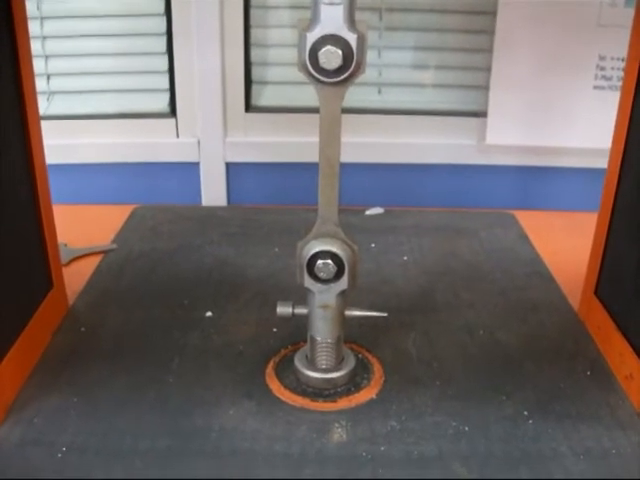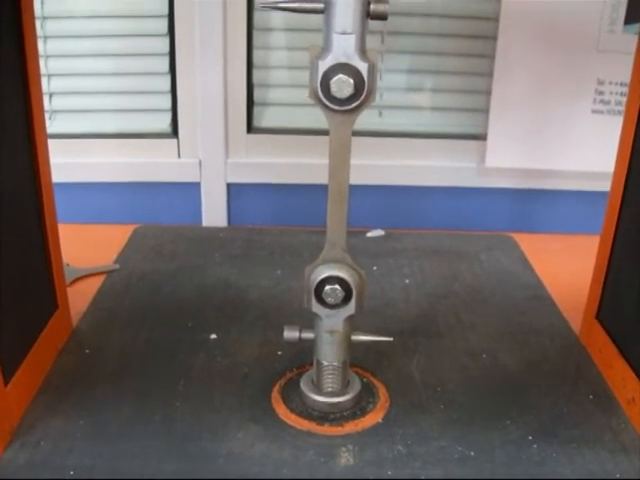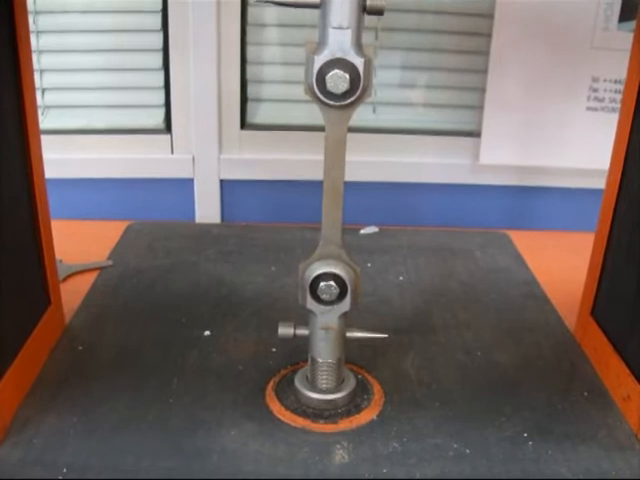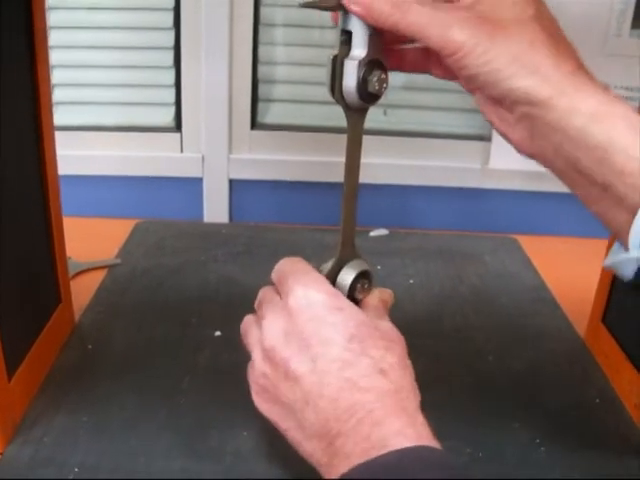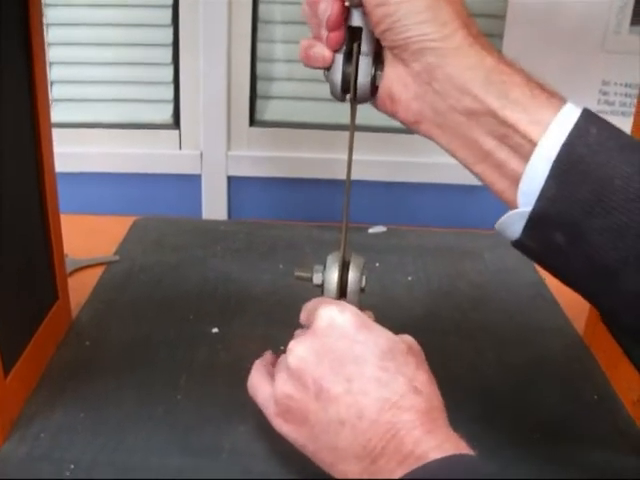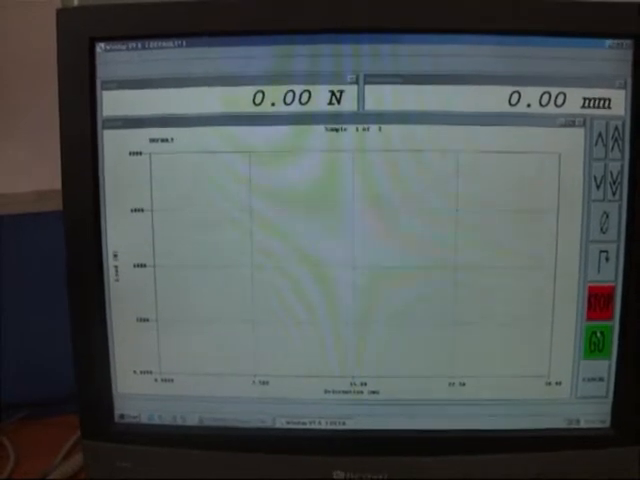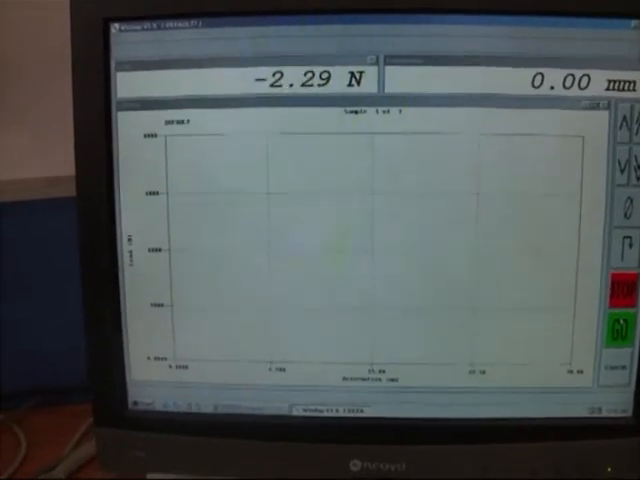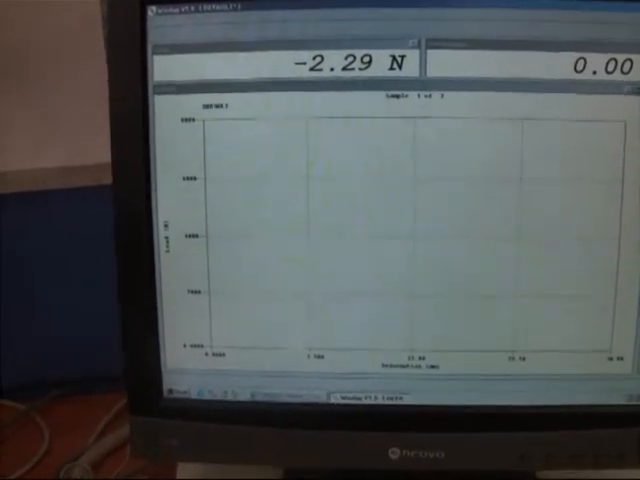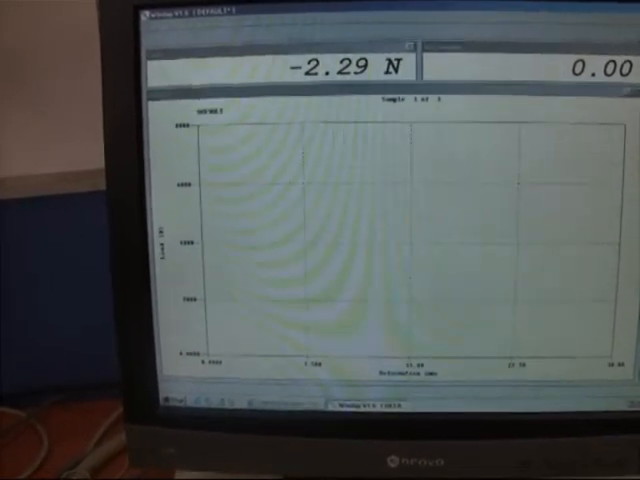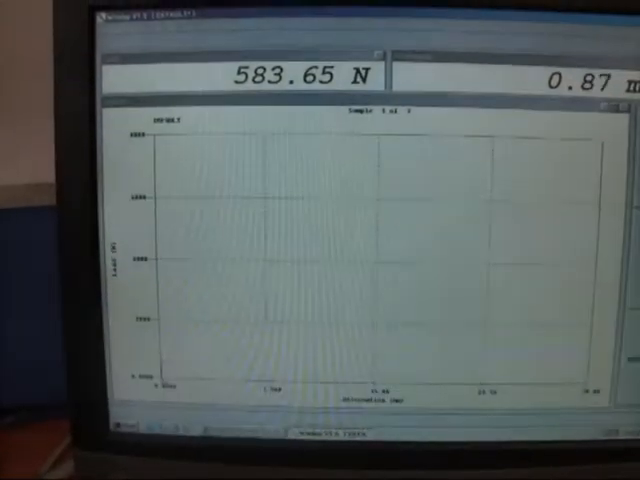So this is the specimen we're going to test in compression to demonstrate buckling. We're going to turn it through 90 degrees so you can see the mode of failure easily. Here we have the load extension relationship. The maximum load on the vertical axis is 8,000 newtons, and the horizontal axis is an extension, or in this case compression, which is 30 millimeters. So we're going to load it now.